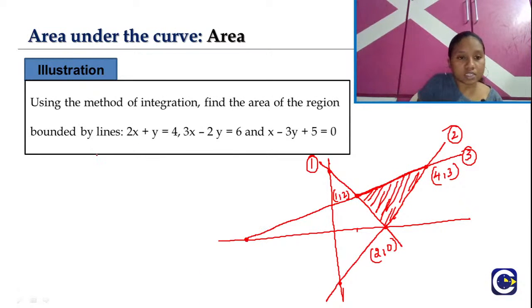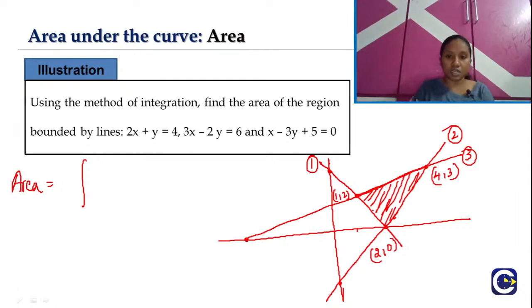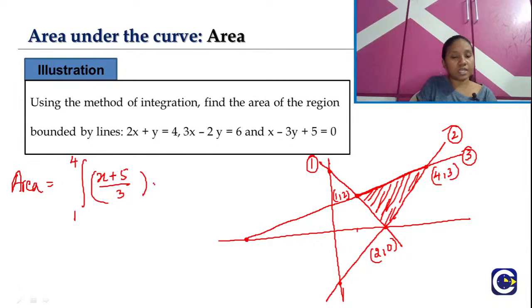So what is our required area now? Upper curve minus lower curve. Our upper curve is nothing but equation 3. We have to write it in terms of x, as we are going to take the x coordinates. The x coordinates are varying from 1 to 4. So the integral from 1 to 4 of the equation in terms of x, which is (x + 5) divided by 3, dx. This is our upper curve. The remaining two lines are lower, so we have to subtract. Let me take line 1, where x varies from 1 to 2.